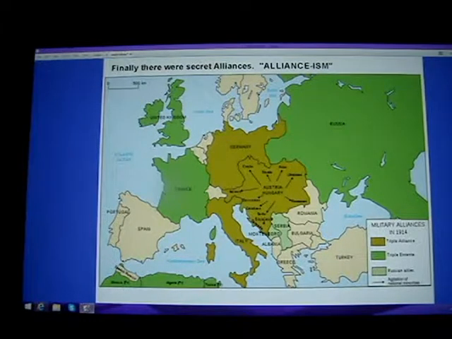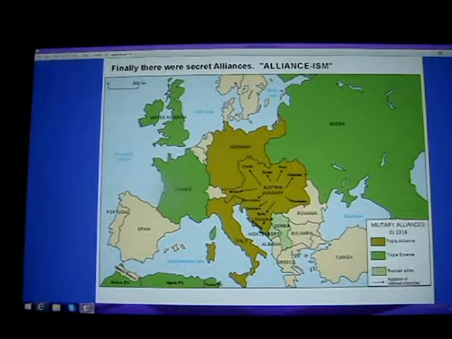So our next ism isn't really an ism, but we're going to make it an ism. It's going to be called allianceism, because there were secret alliances made among powers before World War I. One of the alliances involved the United Kingdom, France, and Russia. The other alliance involved Italy, Austria-Hungary, and Germany. There was also a minor alliance with Serbia and Montenegro, right to the south of Austria-Hungary. They were allies of Russia.